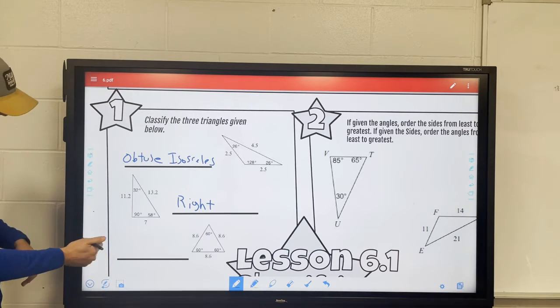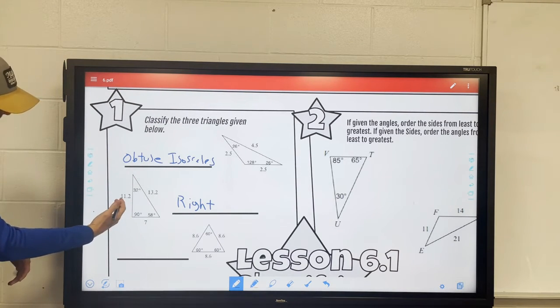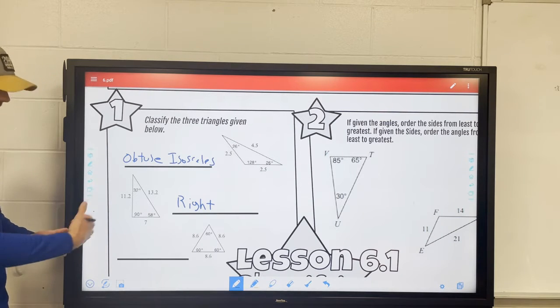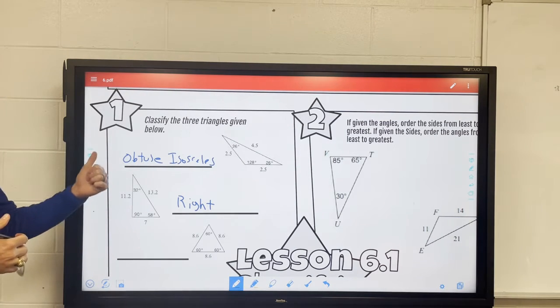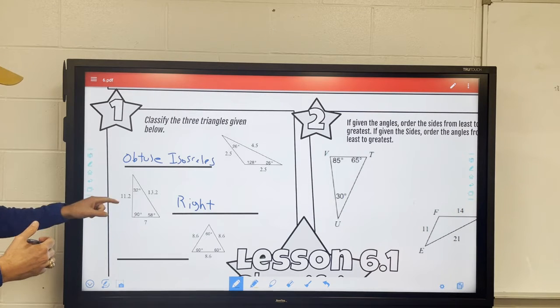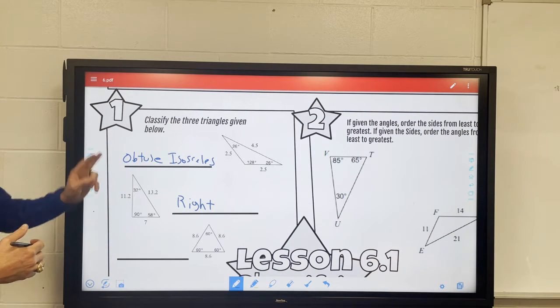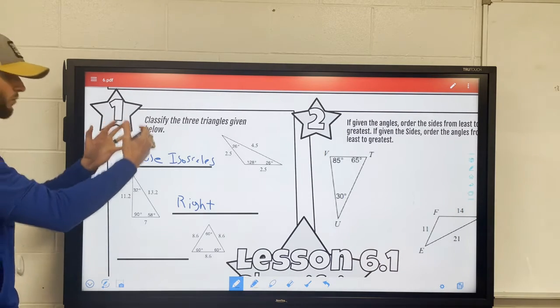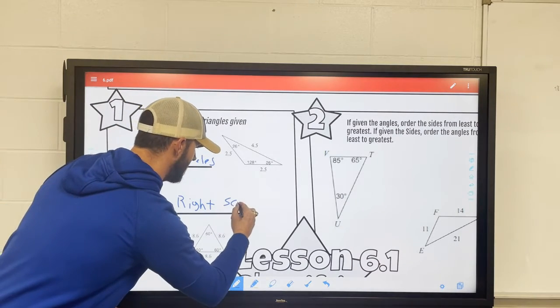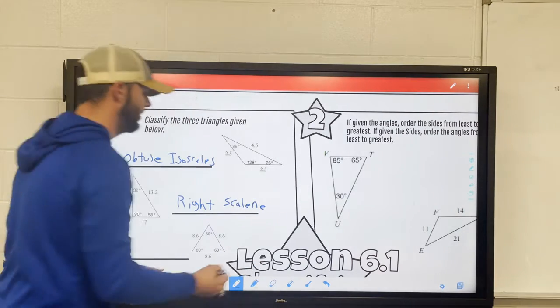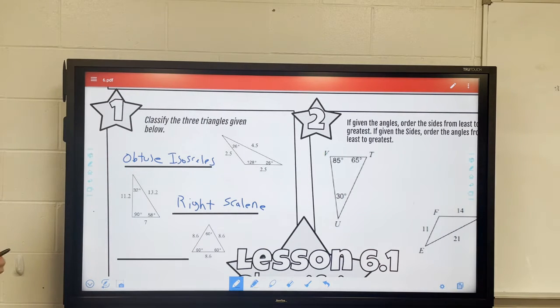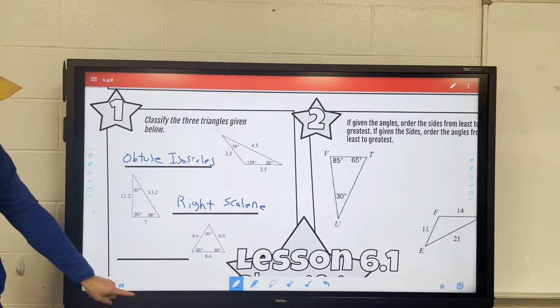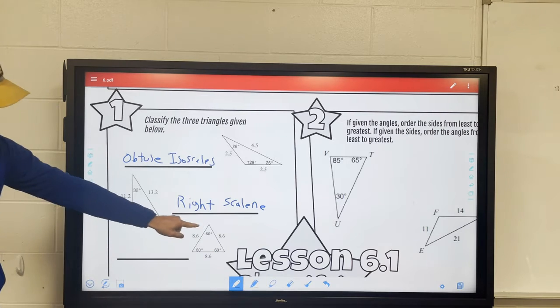If I look, I have 7, I have 11.2, I have 13.2. None of those sides are congruent to each other, so that makes this a scalene triangle. So since I have a right triangle and a scalene triangle, I have a right scalene triangle, to be more specific. And all of this information is going to help you solve problems whenever you use these definitions, okay?